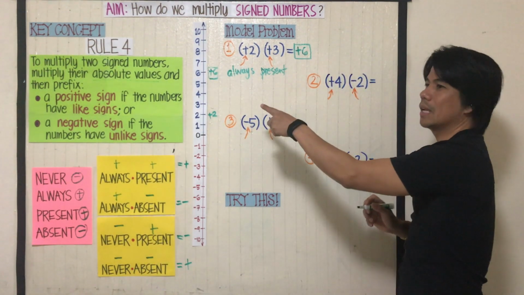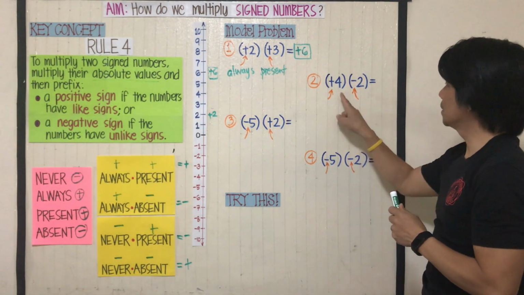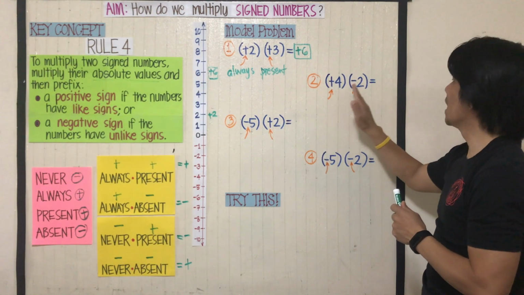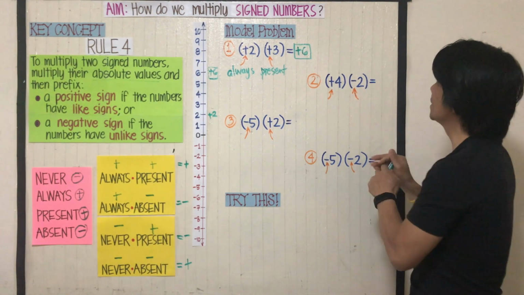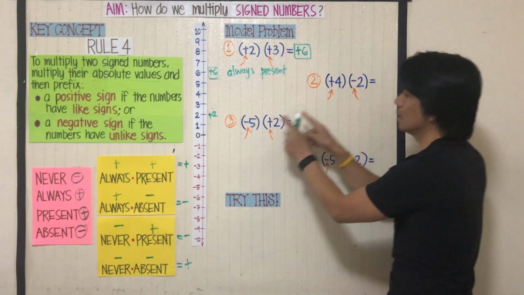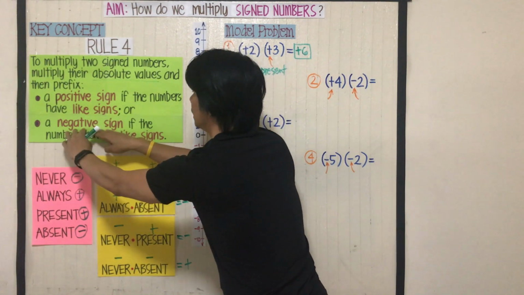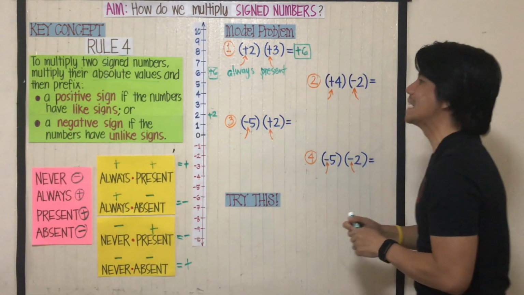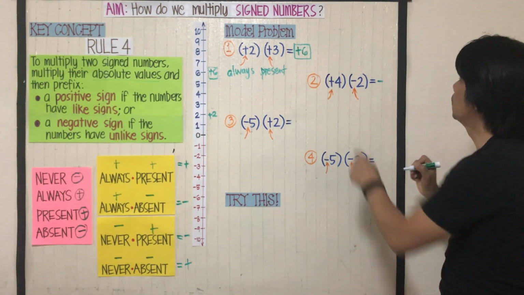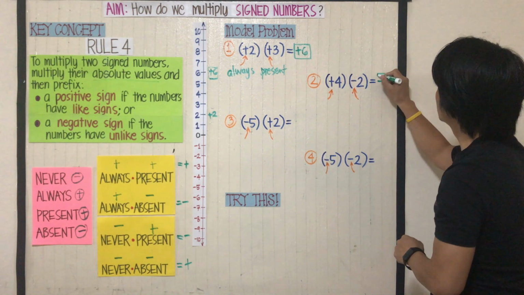This is going to be interesting later when we go to the negative. In fact, we're going to go to that now. Number 2: positive 4 times negative 2. Since they have unlike signs, they don't have the same signs, the product is a negative number. So 4 times 2 is 8. So the answer is negative 8.